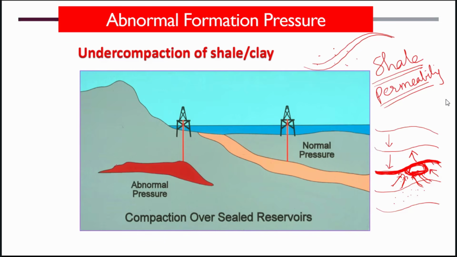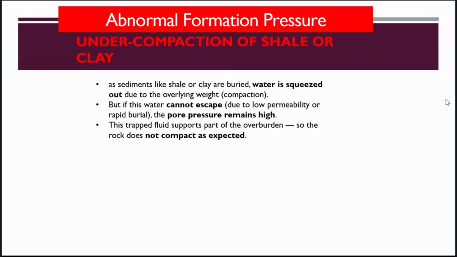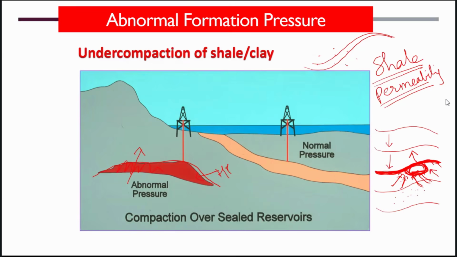See this section, the red one. Maybe because shale or an impermeable section is there, your fluid is unable to penetrate up, so this forms a high pressure zone. This is called under compaction of shale or clay. And this is a very wide phenomenon. Worldwide, we find this as the most common phenomenon for abnormal pressure.